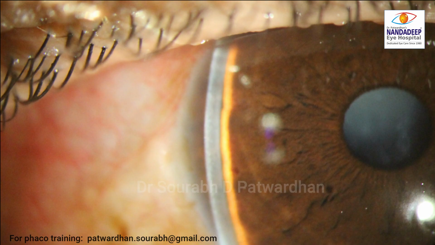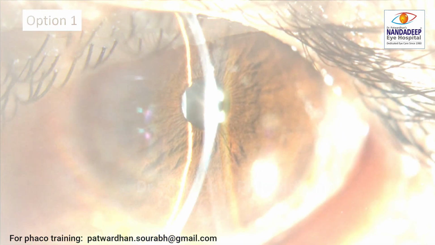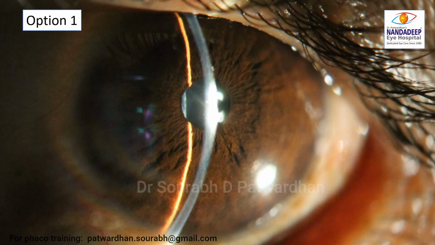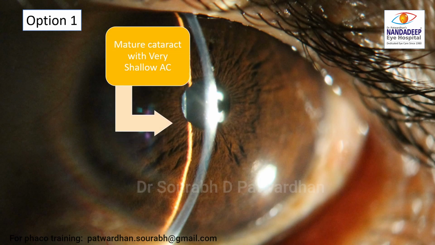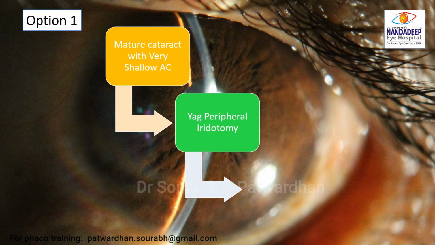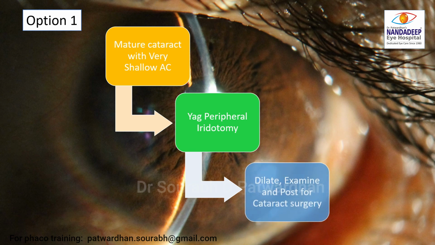If they have significantly shallow anterior chamber depth and almost occludable angles, we know that this patient might go into phacomorphic glaucoma soon. So one option is that we proceed with peripheral YAG iridotomy, which gives us more time. We can dilate and check the patient and then plan the surgery.